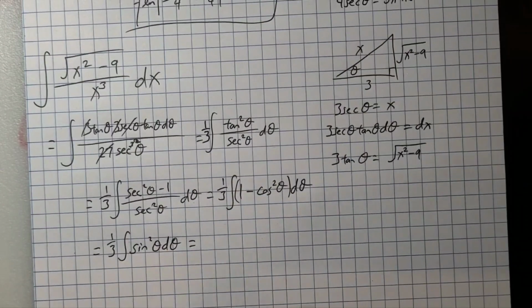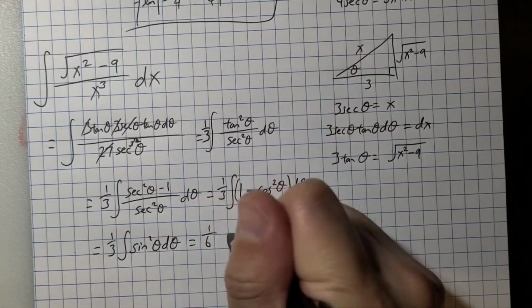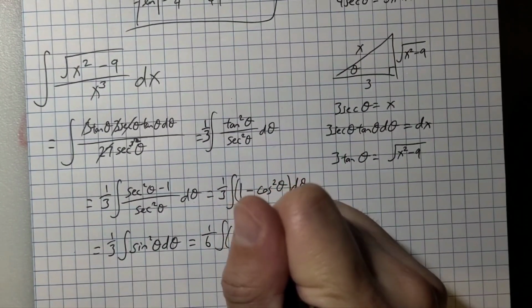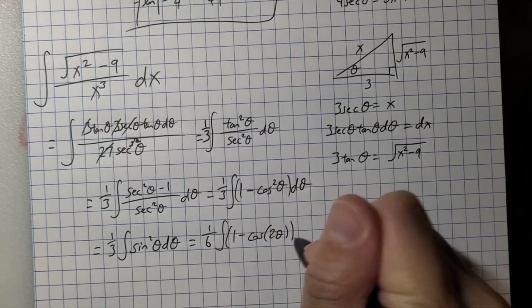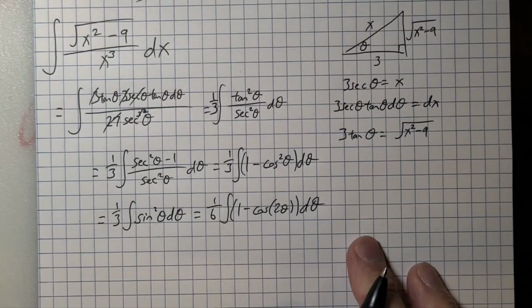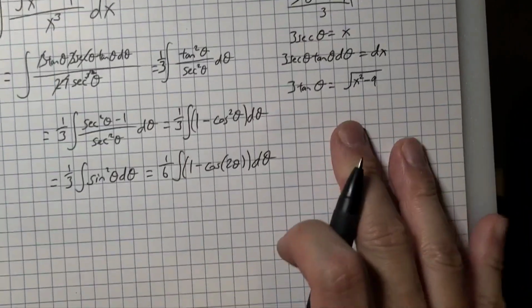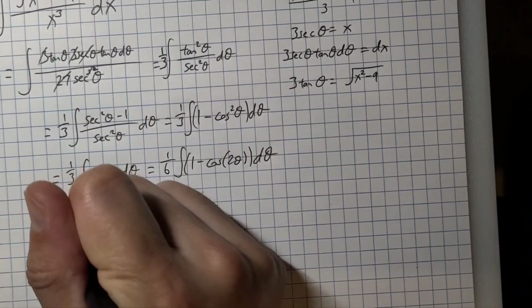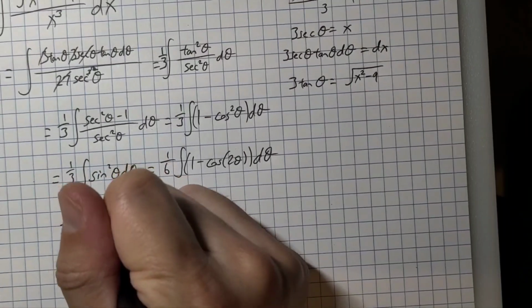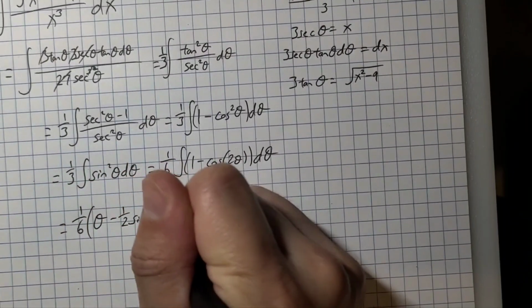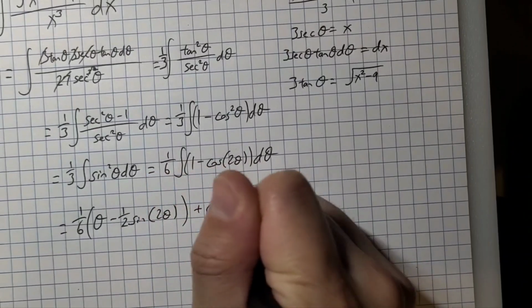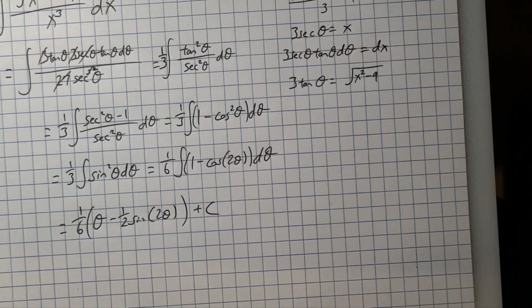That's with the half angle formula. So we get 1/6 integral of 1 minus cosine 2 theta d theta. Okay, we keep going. This we know how to integrate. That'll be 1/6 times theta minus half sine 2 theta plus c. Okay?